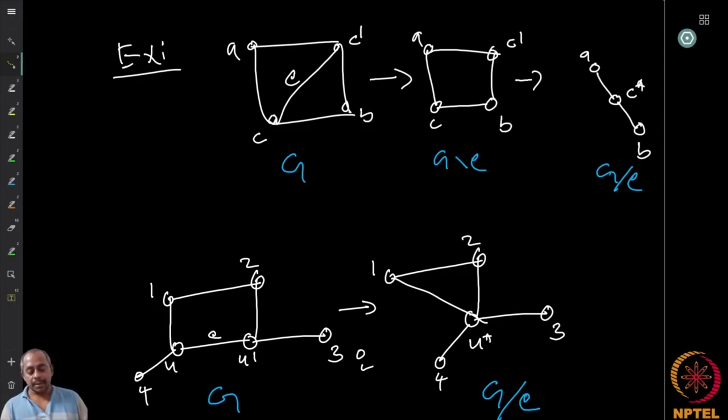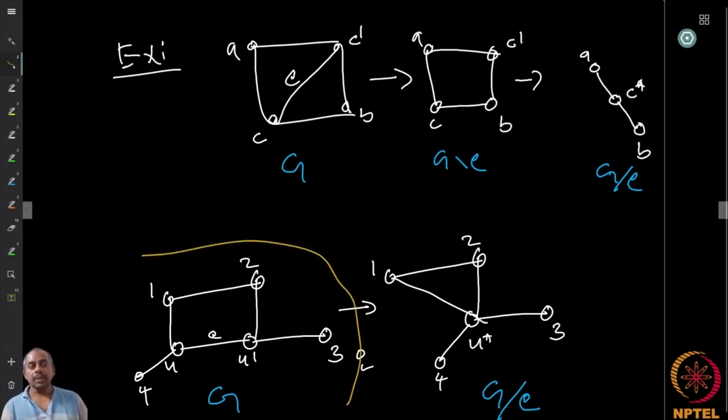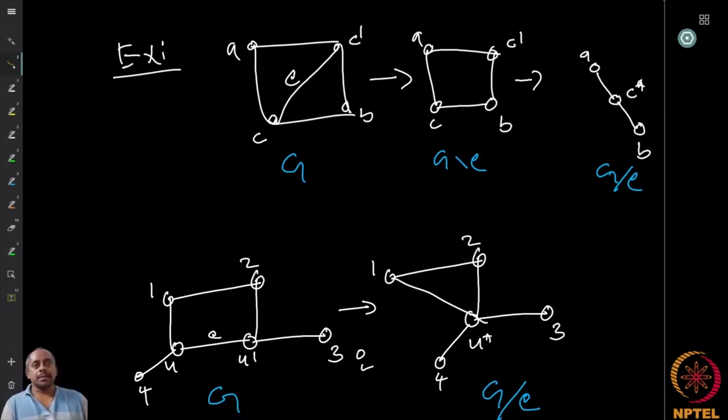So here is another example. I start from this graph. I take the edge u u dash as our edge to contract. So this means that I delete this edge. Now I identify u and u dash to u star. Of course the neighbors of u, which will be 4, and neighbors of u dash, which are 2 and 3, will be neighbors of u star. The remaining neighborhood remains as it is, and that's it. So you get G bar. So this is the contraction process.